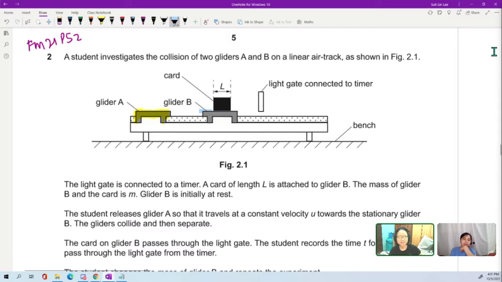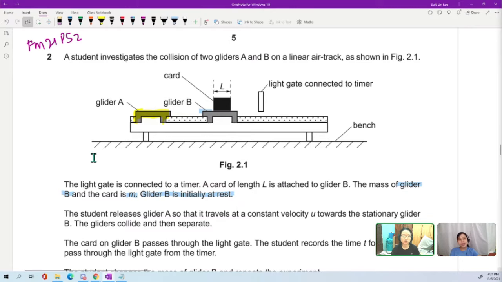Okay? So there's a light gate here. What will happen is that A will collide with B. And then there's a card L that's attached to glider B. So based on how they write here, this is a very good way to actually measure velocity. The mass of glider B and of the card is M. Glider B, everything about glider B, I'm going to highlight blue. So glider B is initially at rest.